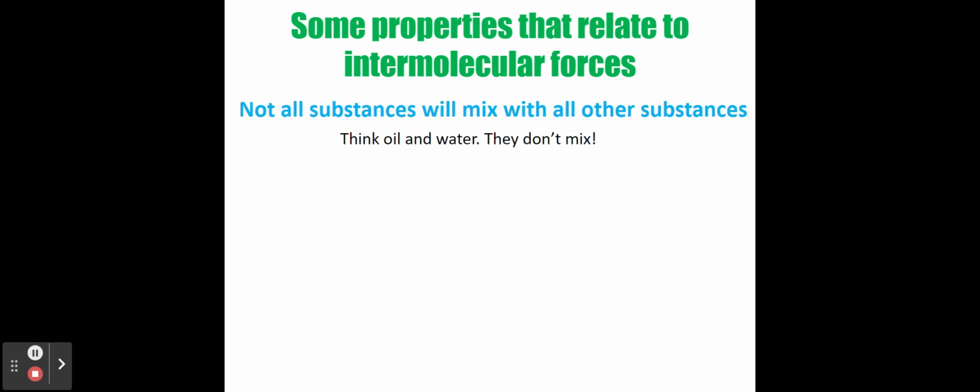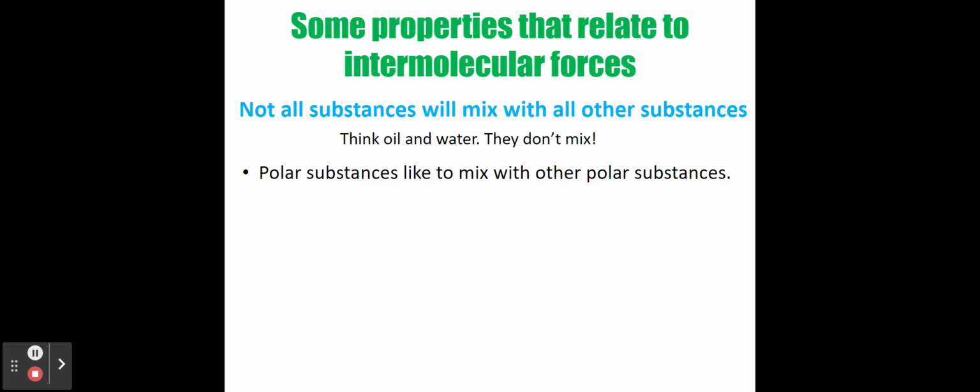So not all substances are going to mix. Another property is the ability to mix with each other, right? Not all substances will mix with other substances. So think of oil and water. They don't mix. Oil and water don't mix.